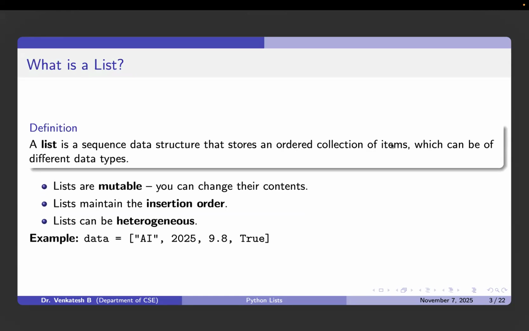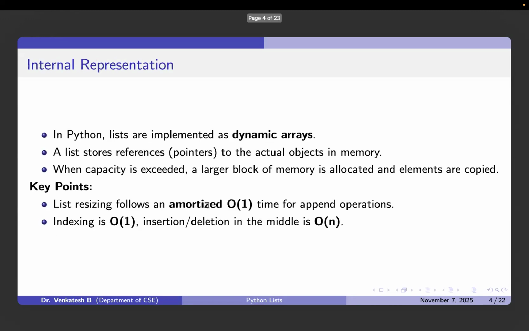So this is the definition of the list. A list is a sequence data structure that stores an ordered collection of items, which can be of different data types. Lists are mutable, you can change their content. Lists maintain the insertion order. Insertion order means the order in which you inserted, and lists can be heterogeneous.